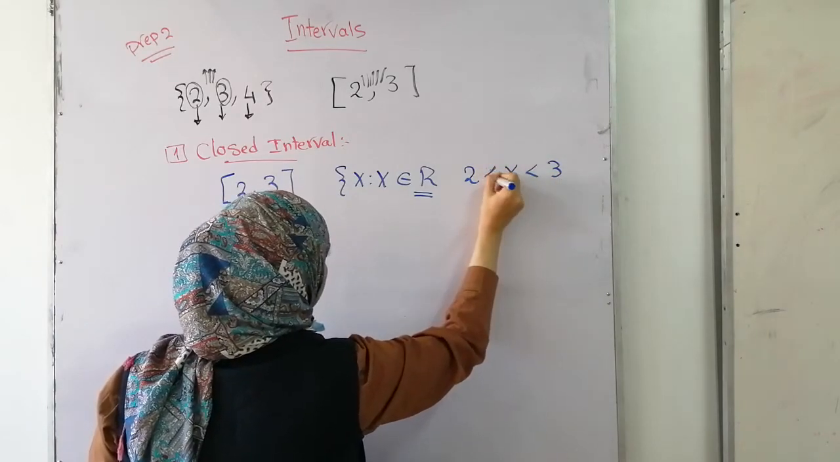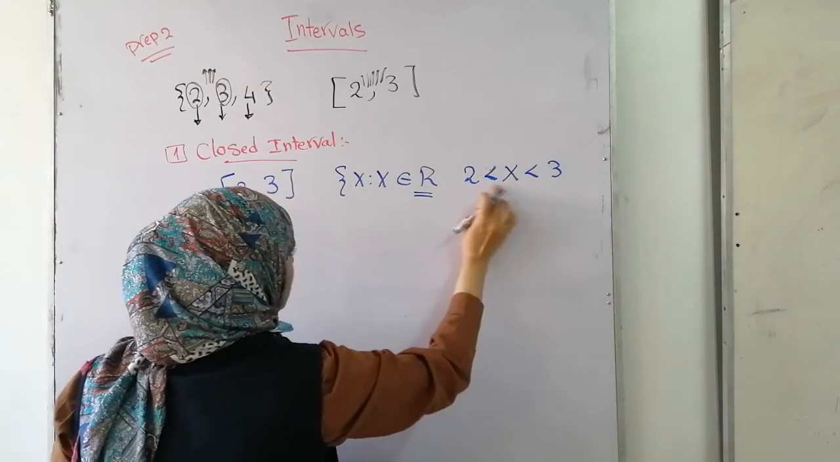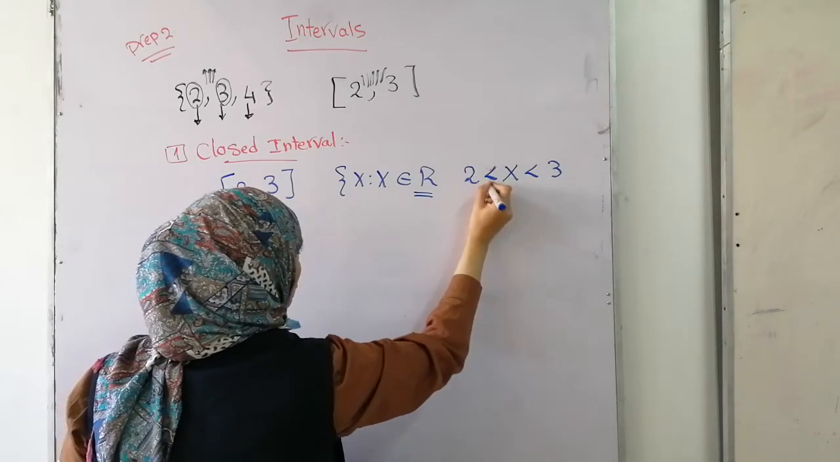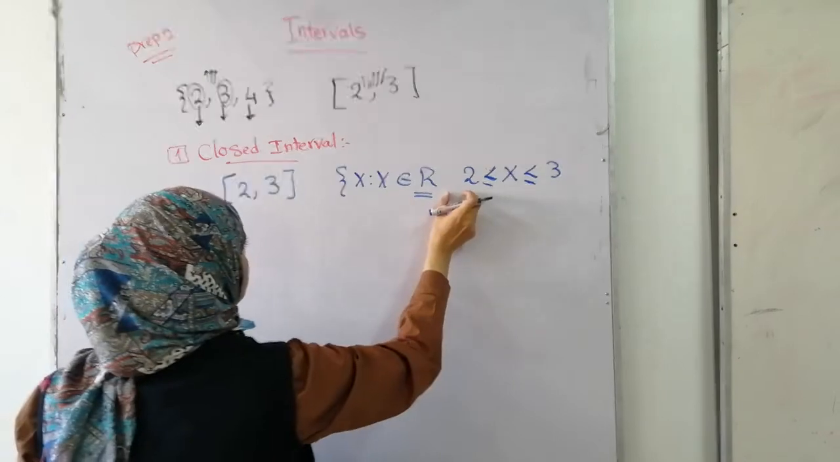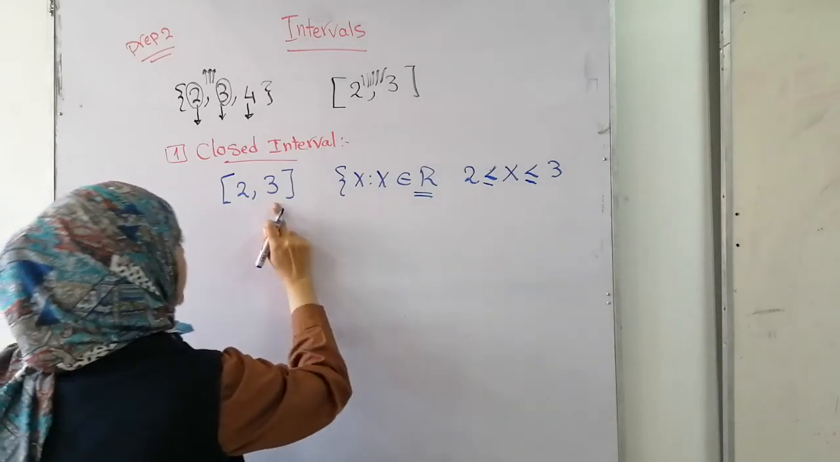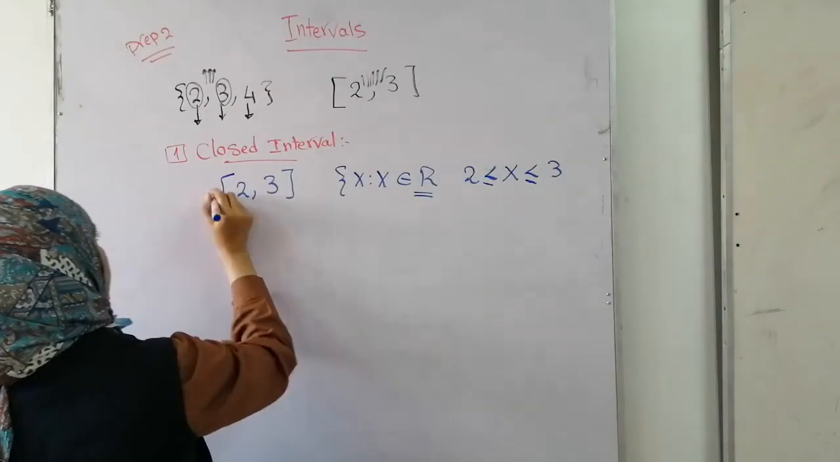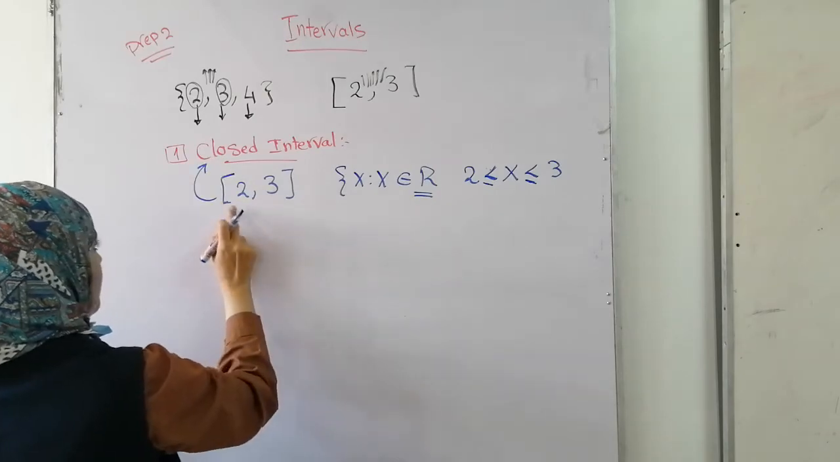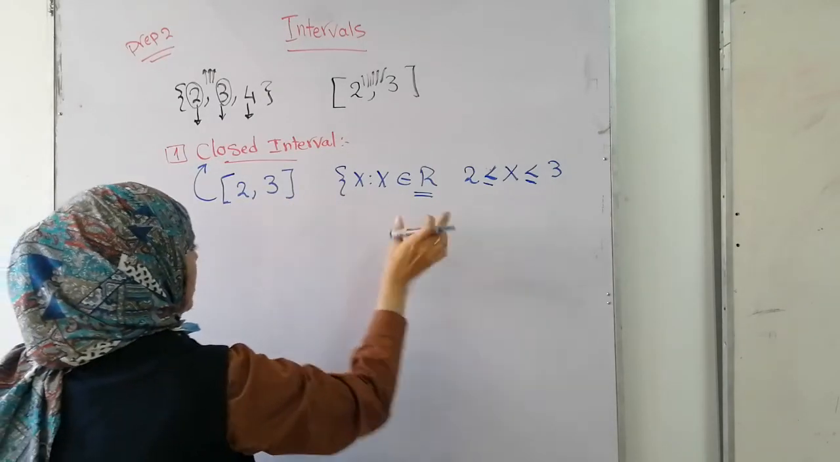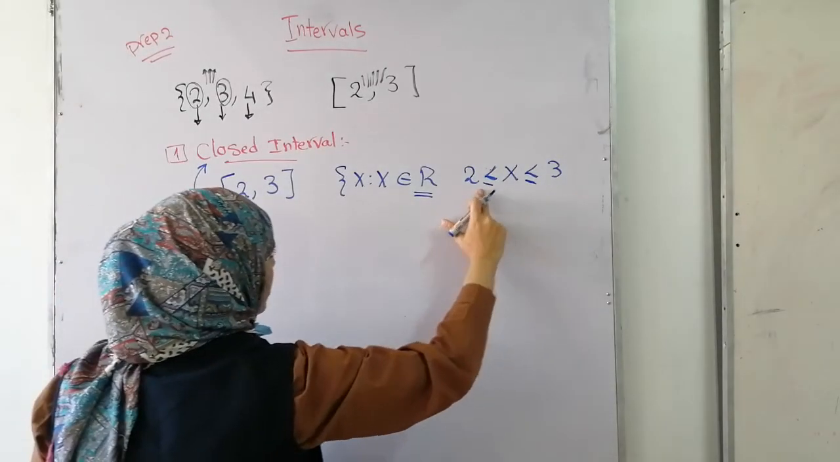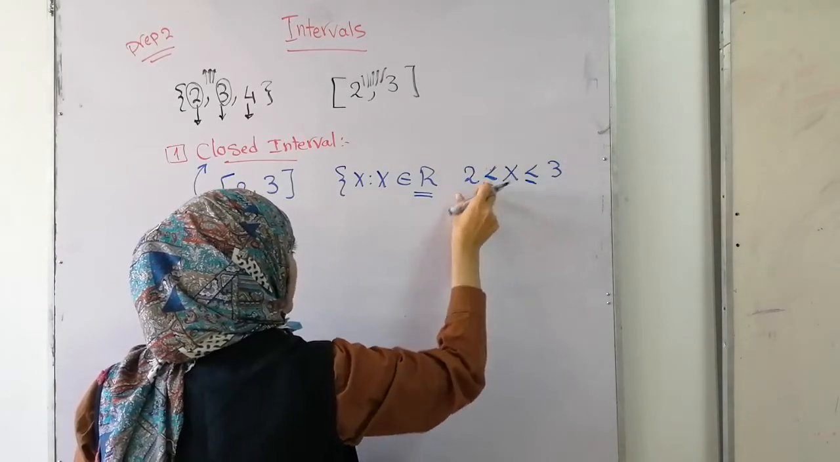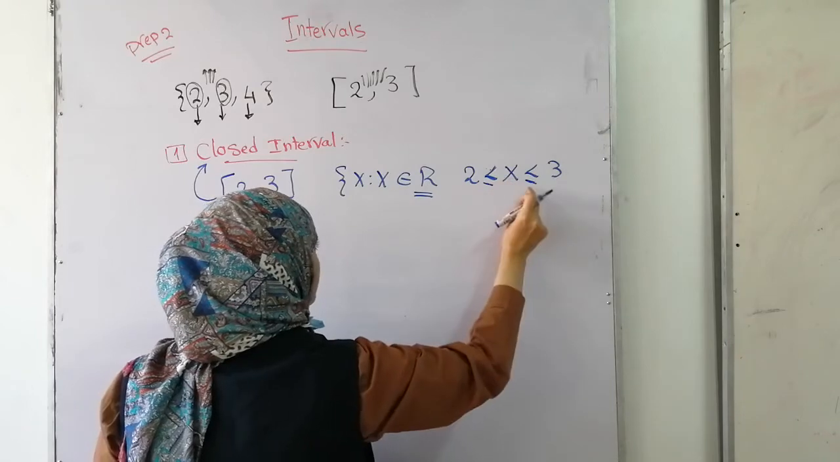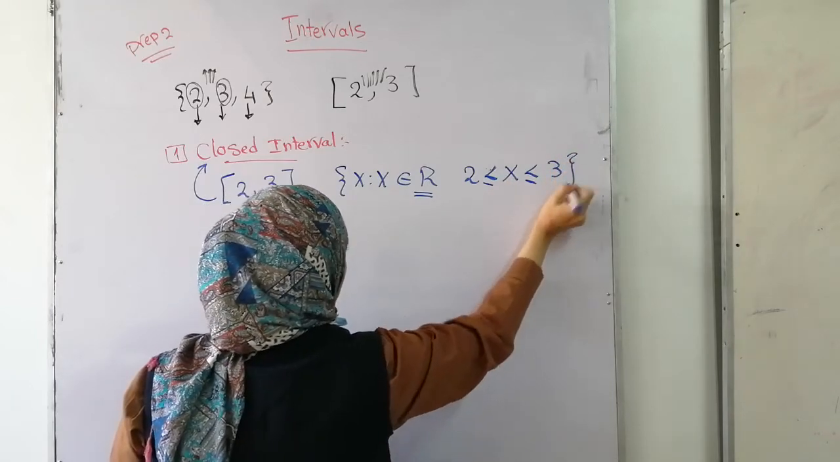So I write this simple and write also equal. Why I write equal? Because 2 is with me and 3 also is with me. So we can call it closed interval because 2 and 3 is in the interval. So I write x between 2 and 3 and 2 with me, so I write equal, and 3 with me, so I write equal also.